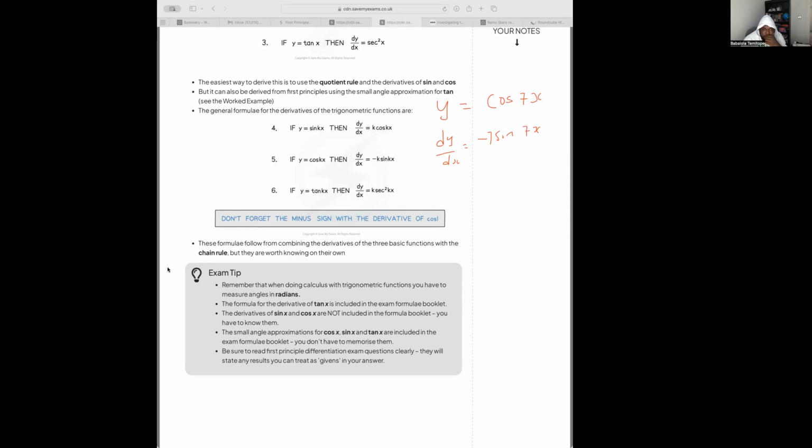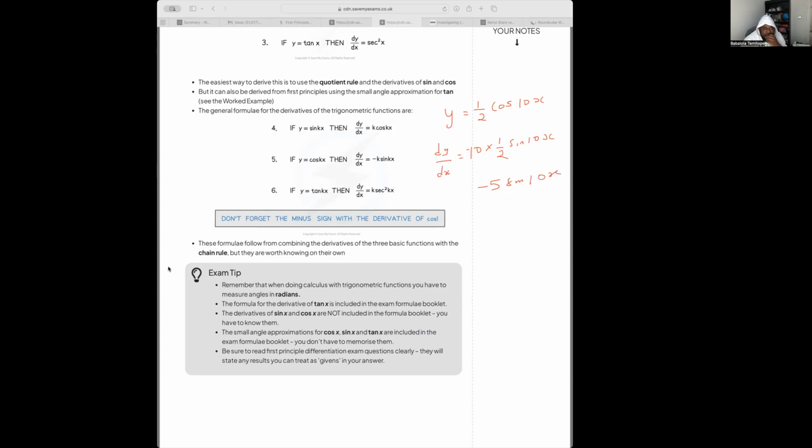So if you have functions like y equals 1 over 2 cos 10x, that gives you dy/dx equals minus 10 times 1 over 2 sine 10x. So minus 10 times 1 over 2 gives you minus 5. So it's minus 5 sine 10x.